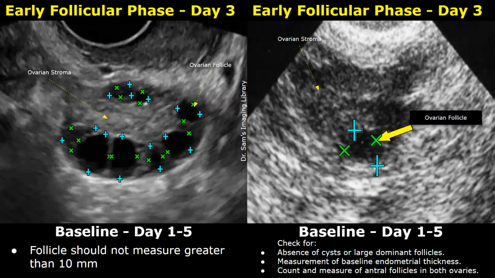You have to take at least 2 measurements of each follicle and then determine its mean diameter using the 2 measurements. During the baseline scan, a follicle should not measure greater than 10 millimeters.